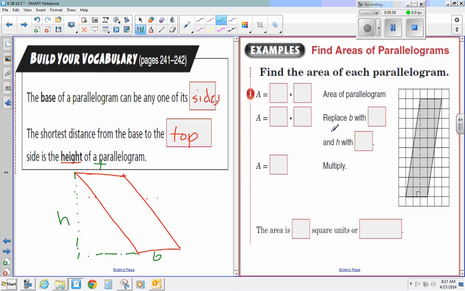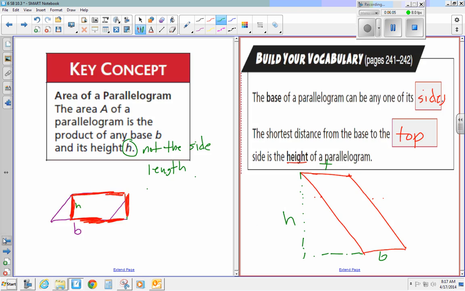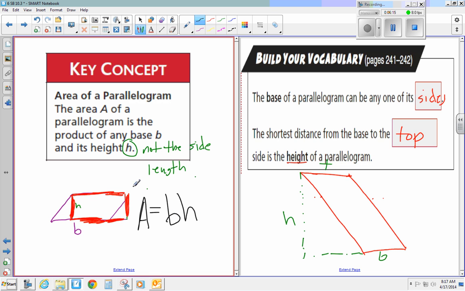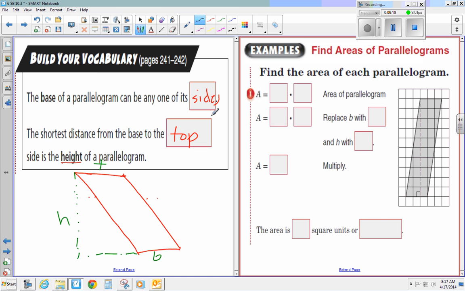All right, so taking a look at this, remember that the area formula, maybe you should add this in here. Go ahead and add this. The formula for parallelograms is area is equal to the base times the height. So area, base times height.